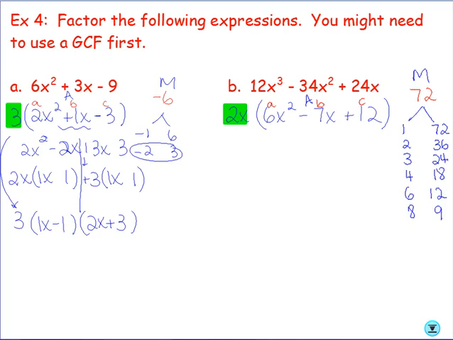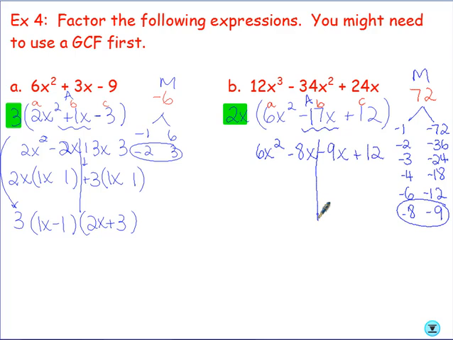We need to multiply to get a positive, so 2 positives or 2 negatives. But we need to add to get a negative 17. That means all negatives. The only pair that adds up to give us a negative 17 is that pair right there. We are going to split it up: keep 6x squared, minus 8x, minus 9x, plus 12.